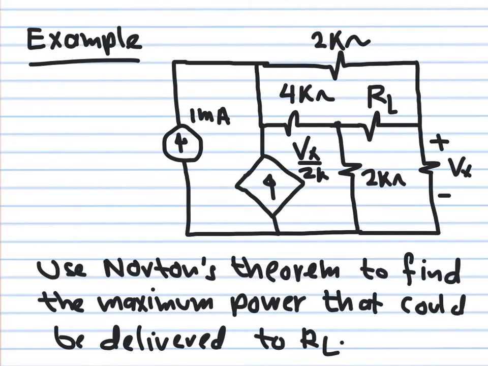Okay, so what you have to do here, you have to find the Norton equivalent between these two terminals, or the Norton equivalent between the terminals of RL. So RL will not be a part of this circuit. Okay, and once we found this Norton, we can simply say that RL should be equal to the Norton resistance, and from the Norton current, the Norton resistance, and RL, we can calculate the maximum power being delivered.